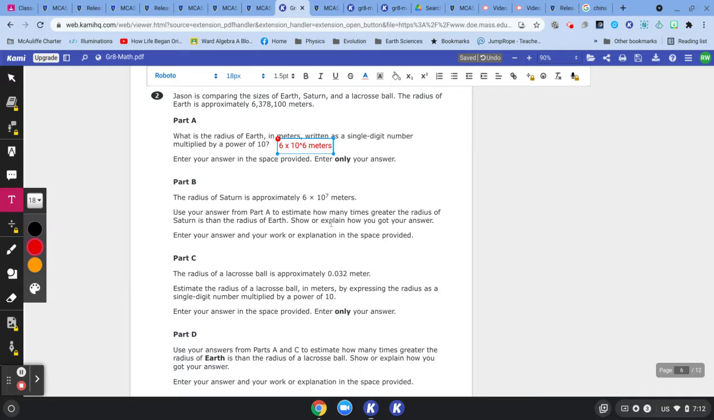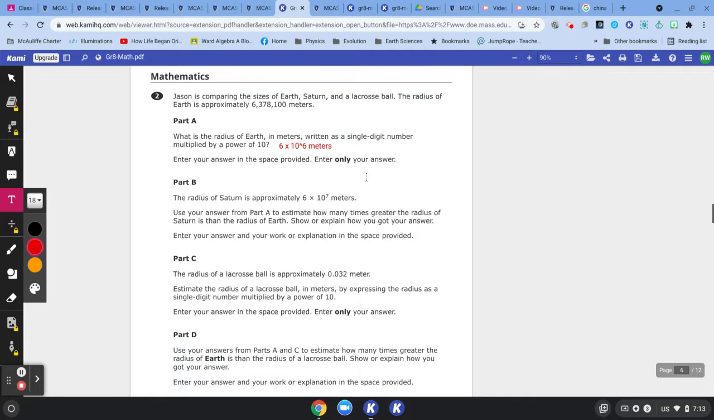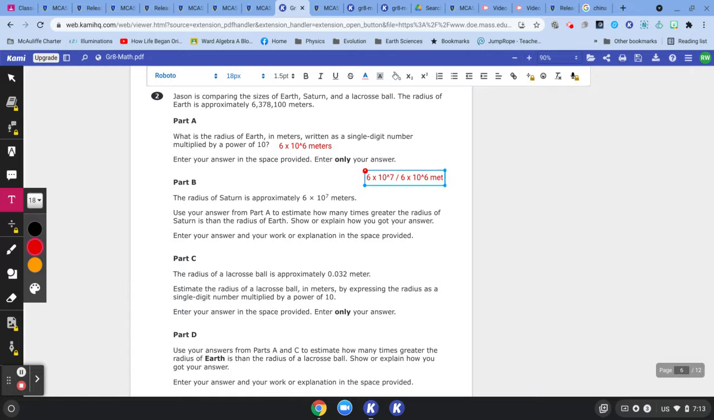Now we're looking at the radius of Saturn, which is 6 times 10 to the 7th meters. Use your answer in part A to estimate how many times greater the radius of Saturn is than the radius of the Earth. Well, now we want to do division if we want to find out how many times greater something is. So we would do 6 times 10 to the 7th divided by 6 times 10 to the 6th. They're both meters, so meters will get canceled out.